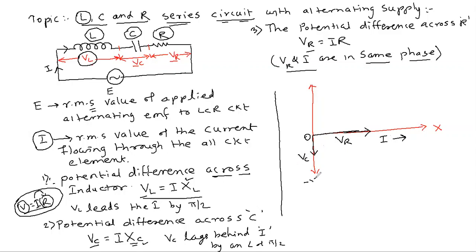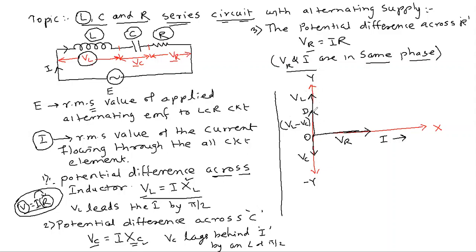This is negative y-axis, this is positive y-axis, and I can say this value is represented by here, that is VL, the potential difference across the inductor. Therefore, since these two are in opposite directions, the resultant of these two is represented by this one, which is VL minus VC. Let this point be D.